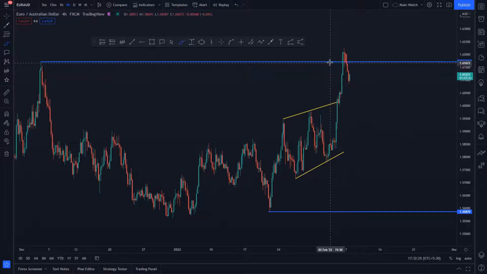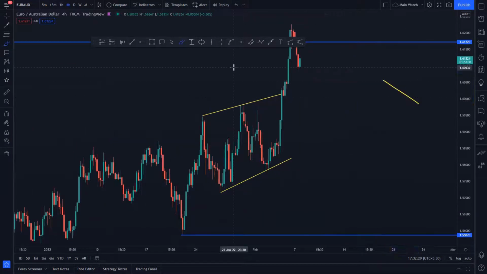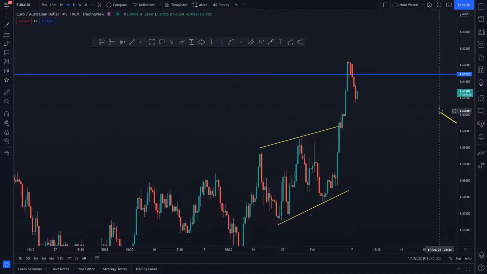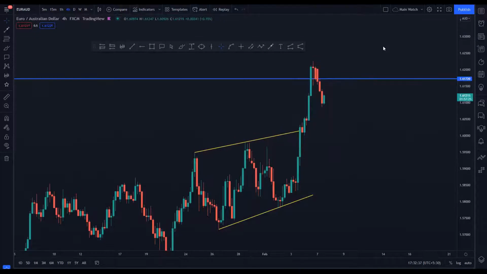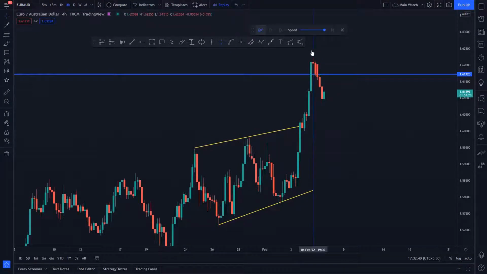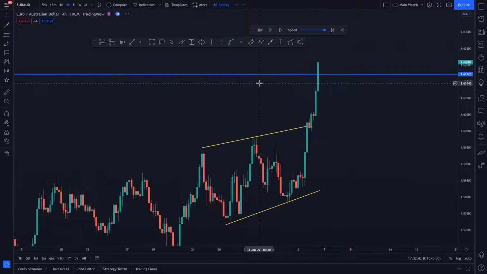Okay, this is a POI for me, point of interest. But you always understand that I take trades only on the basis of confirmations. You can see this impulsive closing. Let me just make it clear: this impulsive closing is where most of the traders lose money.